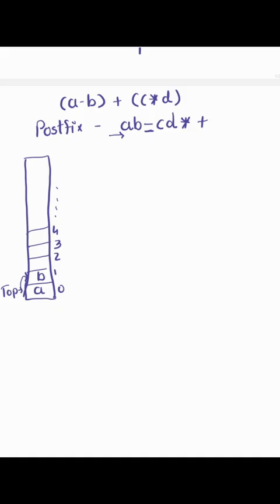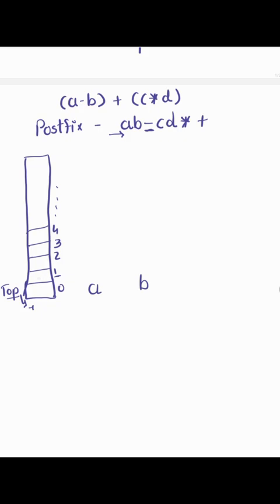Now as you can see, the next element is an operator, and that's a minus. In case of an operator, we need to pop the top two elements. My top is pointing to 1, and I need to pop the top two elements out. So I have popped this B and this A, and my top is pointing to -1 again.